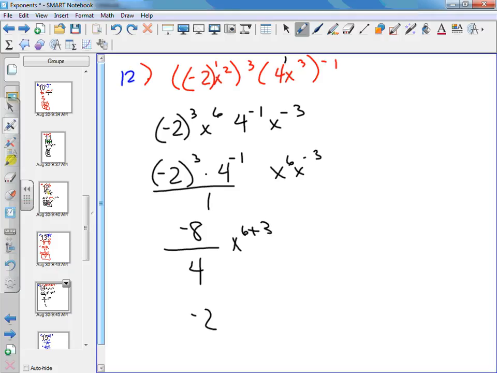X to the 6 plus 3, you add them to give you x to the 9. Oh, that was a negative, sorry. Which changes this. Missed that. So that gives you x cubed. Sorry, guys. Any questions over number 12? Are we good? Caleb, does that answer your question?